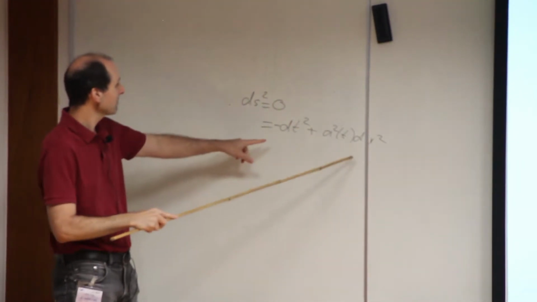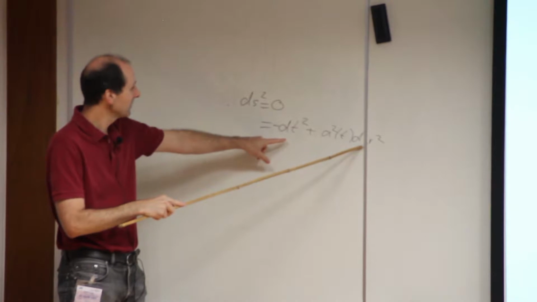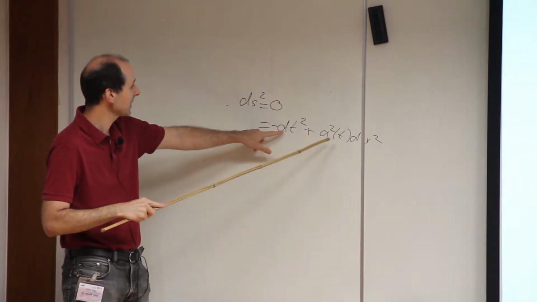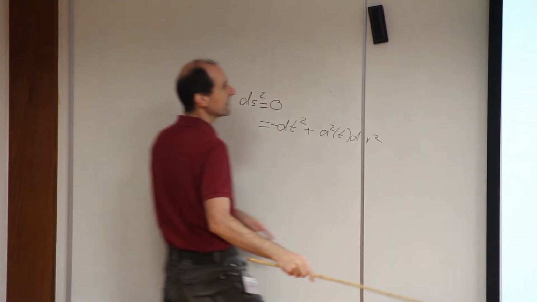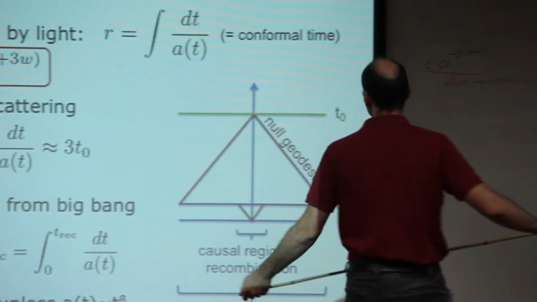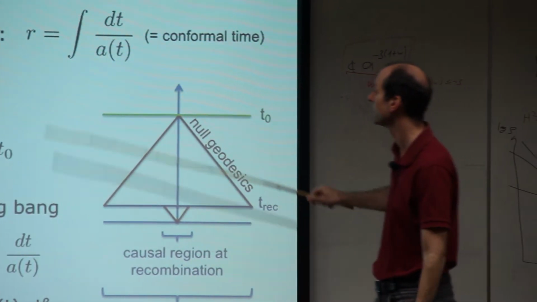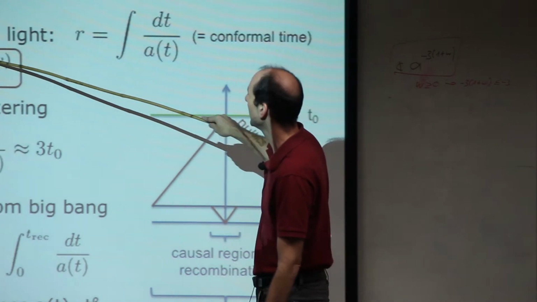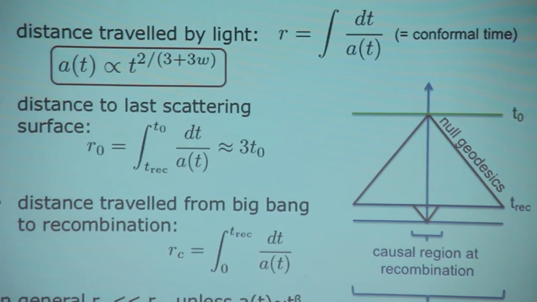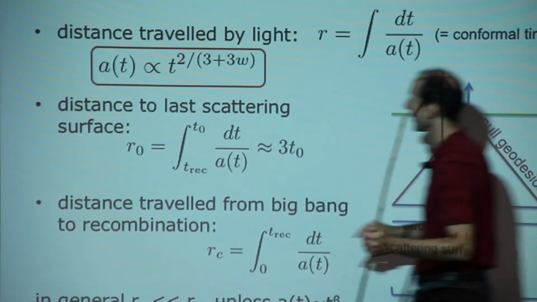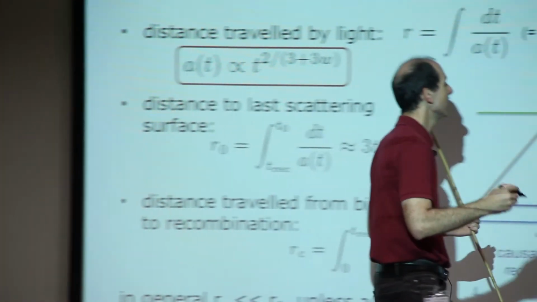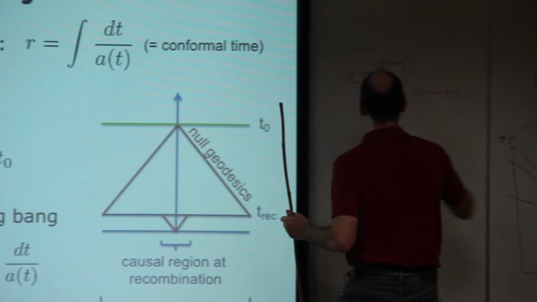So I can simply calculate so if this is 0, then I have dt square equal a square dr square, or r is integral dt over a. Okay? And then you need to know, how does a actually evolve with t? And for that, you go again to how does rho evolve with a?